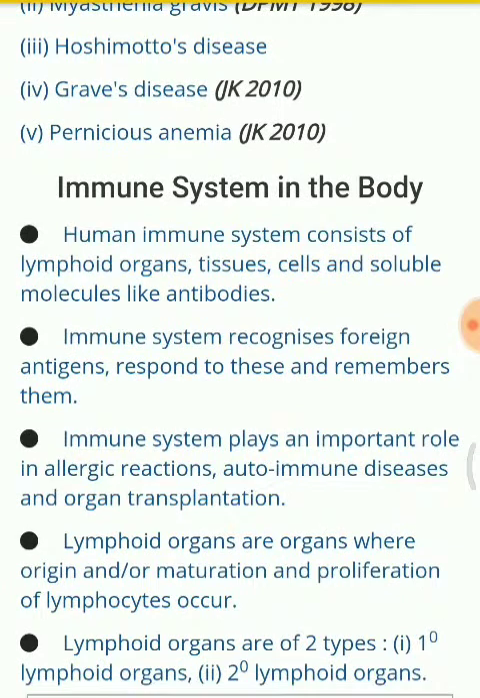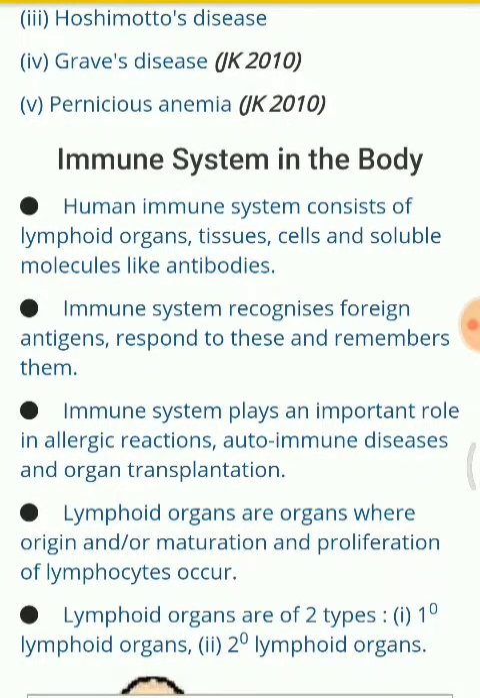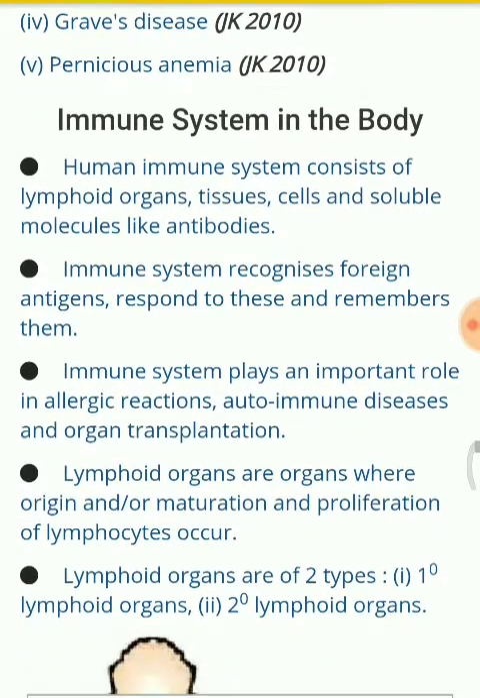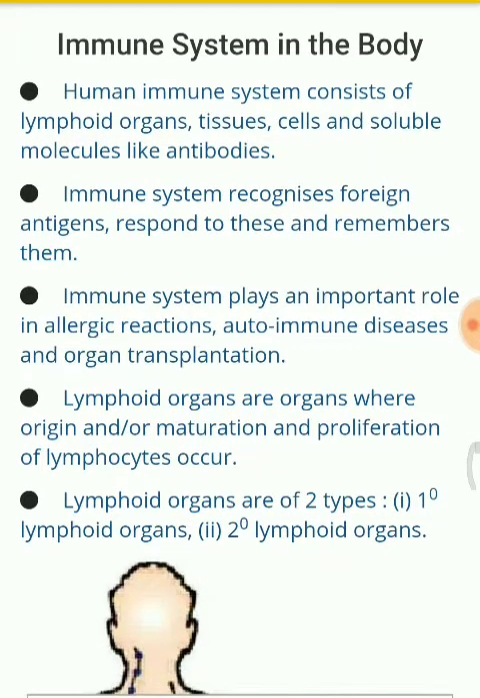Immune system in the body. The human immune system consists of lymphoid organs, tissues, cells, and soluble molecules like antibodies. The immune system recognizes foreign antigens, responds to these, and remembers them. The immune system plays an important role in allergic reactions, autoimmune diseases, and organ transplantation.